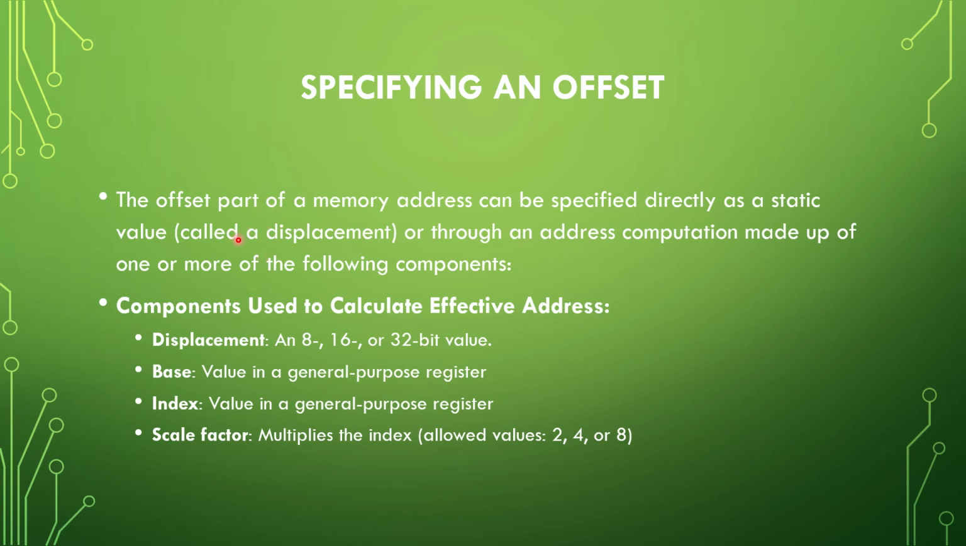Next heading, specifying an offset. How is an offset specified? The offset part of the memory address can be specified directly as a static value or through an address computation made up of one of the following components: displacement, base, index, or scale factor. Displacement can be an 8-bit, 16-bit, or 32-bit value. Base indicates the value of a general purpose register. Index indicates the value in a general purpose register. And scale factor multiplies the index, and the allowed values are 2, 4, or 8.